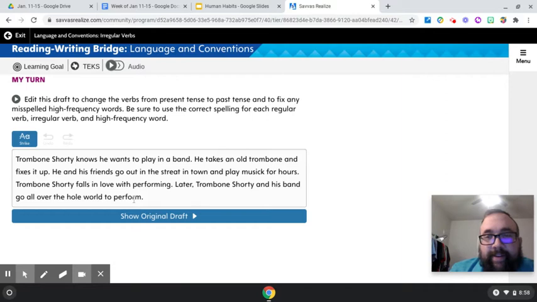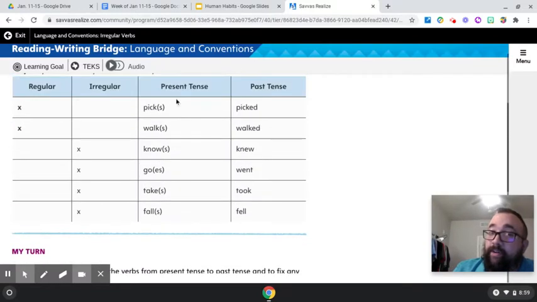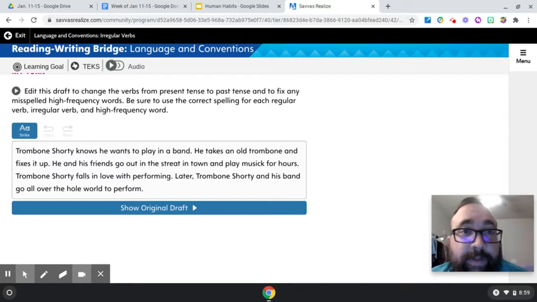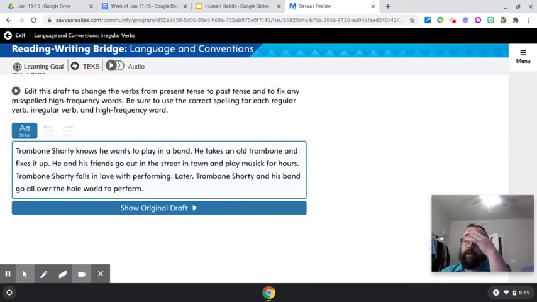So, there are some misspellings here. We are checking the spelling for the regular verb, irregular verb, and high frequency word. We're also changing verbs from present to past. Any present tense, and you can refer to this chart, it will help you with some of them, needs to go to past tense. Remember, when I'm saying present tense, we're talking about verbs. That is your bell work for today.